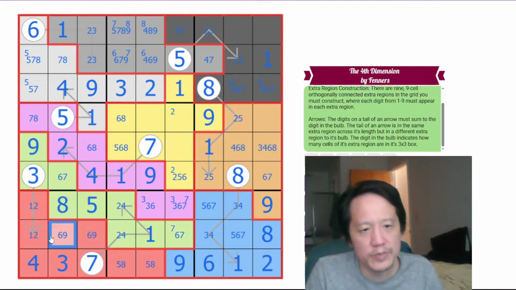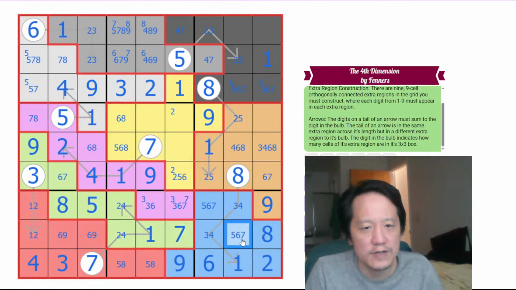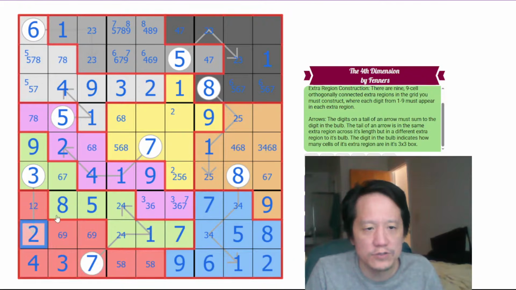The 6, 9 pair eliminates 6 and 9 in the rest of the row. This can't be 6. This is 7. This can't be 6 or 7, so this is 5. This can't be 5 or 6, so it's 7. This 1 eliminates 1 here, so this is 2, 1. That makes this a 4 and 2.